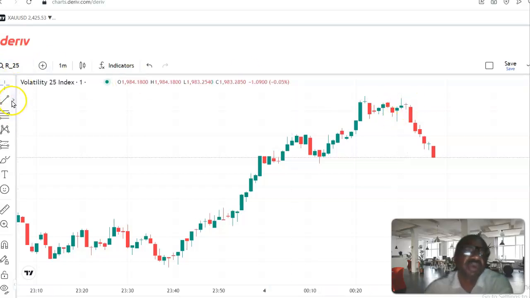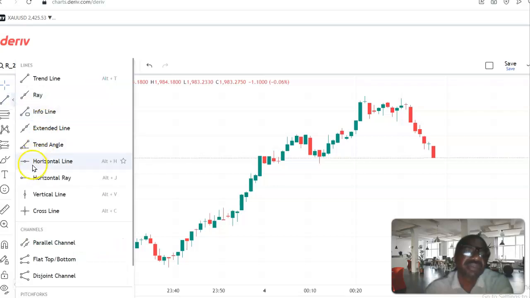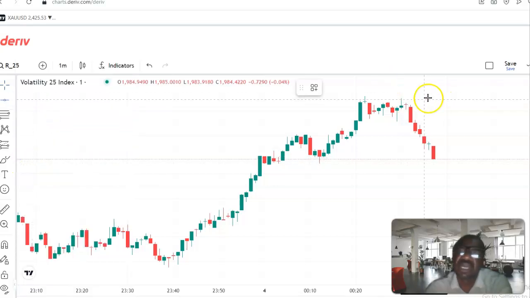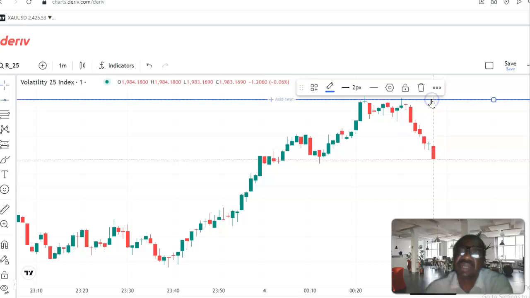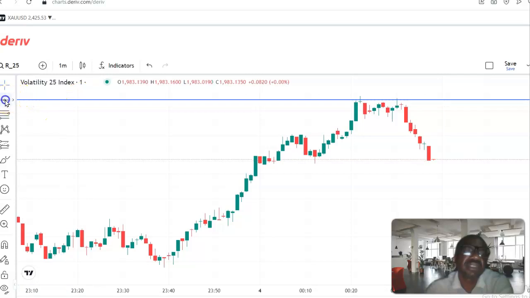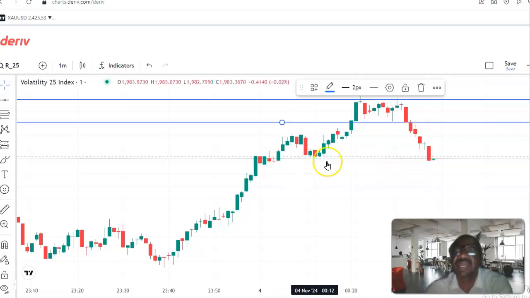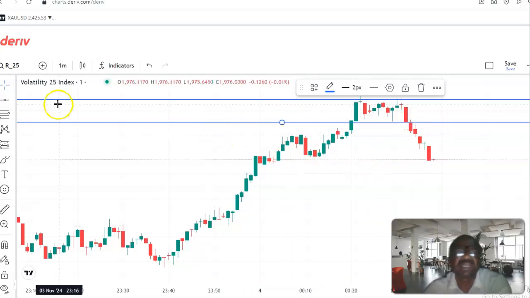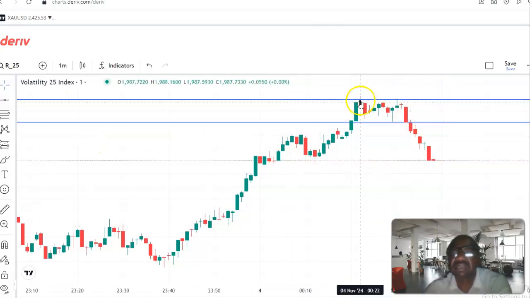So at this point, what do I do? I put up my horizontal lines. Okay? I put up my horizontal lines. So then I watch out for the break of this. Okay? I watch out for the break of this. As soon as there is a break, then I know that these guys have taken up the market. Look at it. So after this trading range, there is a breakout here.